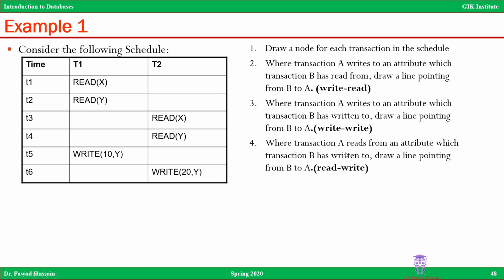So let's look at an example. In fact, we have quite a few examples. Let's look at the first example and see how this works. We have the timeline over here. T1 through T6, these are the timelines on which the individual operations of the two transactions T1 and T2 are happening. So what we say is draw a node for each transaction in the schedule. Let's try this. The first one is T1. I'm going to write a node over here, and the second one is T2. I'm going to write a node over here.